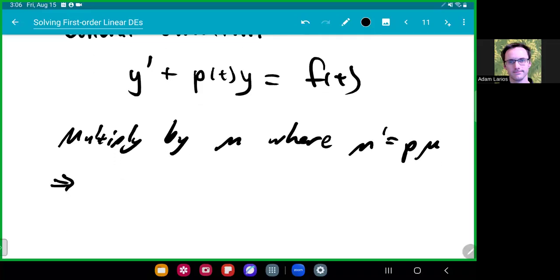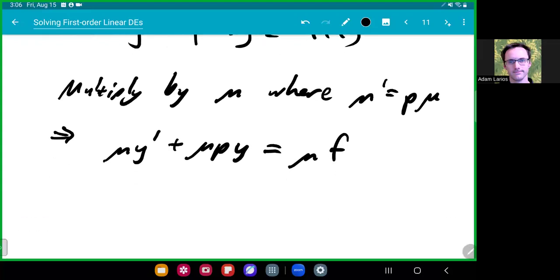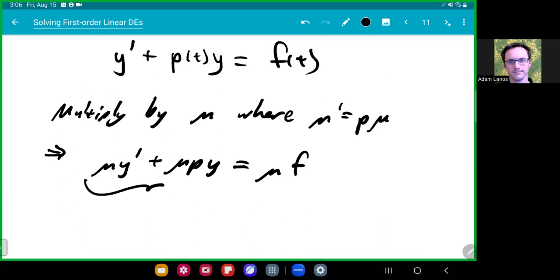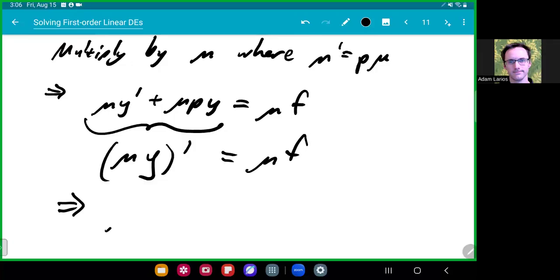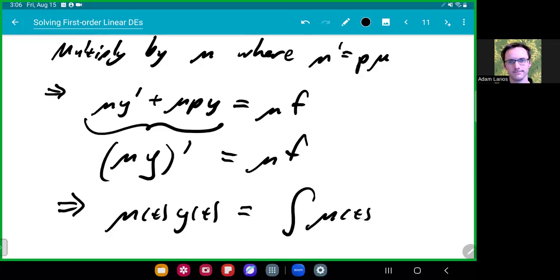So we get mu times y prime plus mu p y. I'll just leave off all the of t's for now. And then mu f, just multiplying through. We know that this left-hand side, we've seen this many times, collapses to mu times y, prime. It's equal to mu of f. And then we can integrate. So mu of t, put back the of t's now, y of t is equal to the integral of mu of t, f of t, dt.